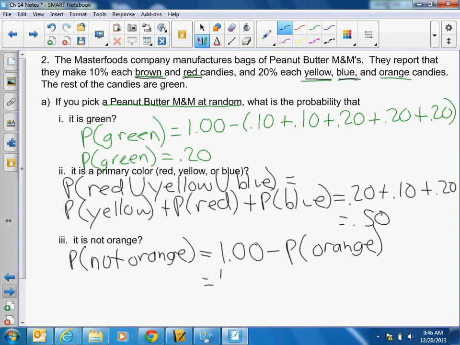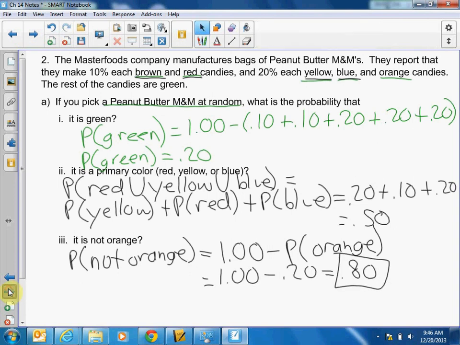which is 1 minus 0.20. So the probability we do not draw an orange is 0.80. And that is that. You guys are doing awesome.